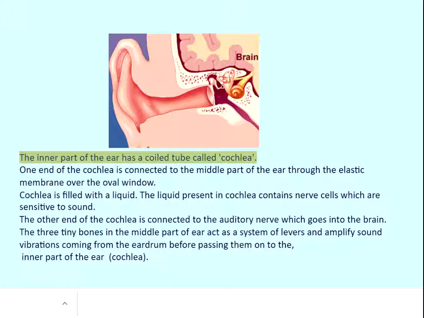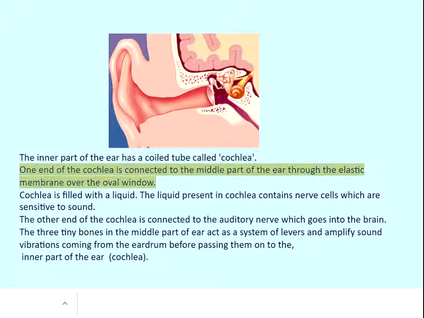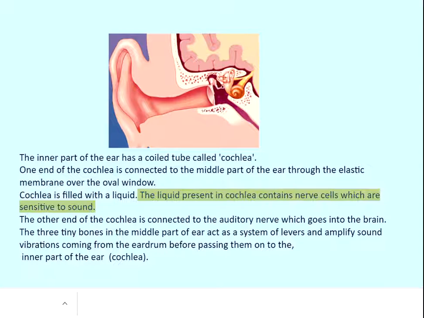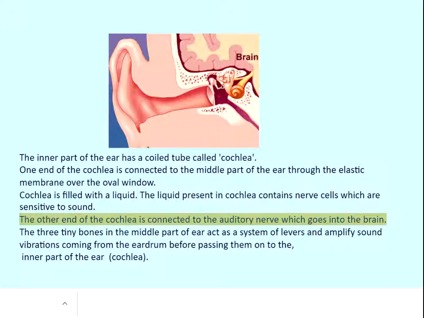The inner part of the ear has a coiled tube called cochlea. One end of the cochlea is connected to the middle part of the ear through the elastic membrane over the oval window. Cochlea is filled with a liquid. The liquid present in cochlea contains nerve cells which are sensitive to sound. The other end of the cochlea is connected to the auditory nerve which goes into the brain.